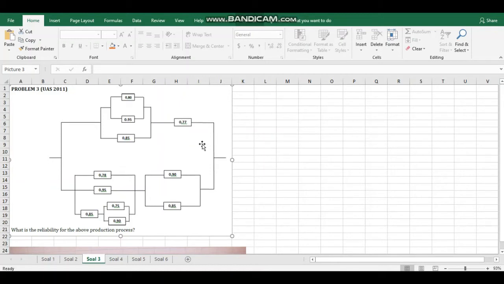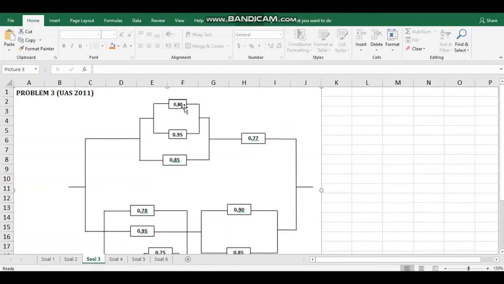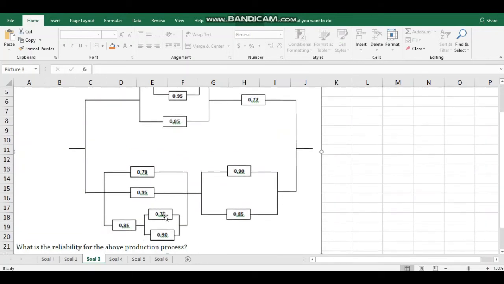As I said before, we have to work on the smallest form first, like this one. As you can see, we have 0.8. It's the first component, and the redundancy is this one, 0.95. We have to find the reliability for these two first. Then we find the reliability of the combination of these two with this one, 0.85. And also this one, we find the reliability for these two first, and then we multiply the result of combining these two with this one. Then we find the reliability for this parallel form, 0.78, 0.95, and the result of these three, and also this one, 0.9.